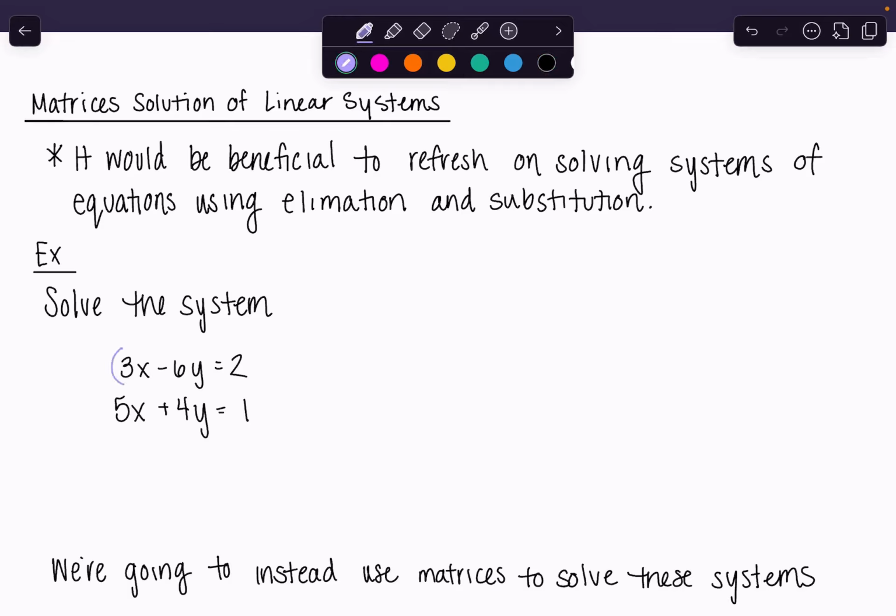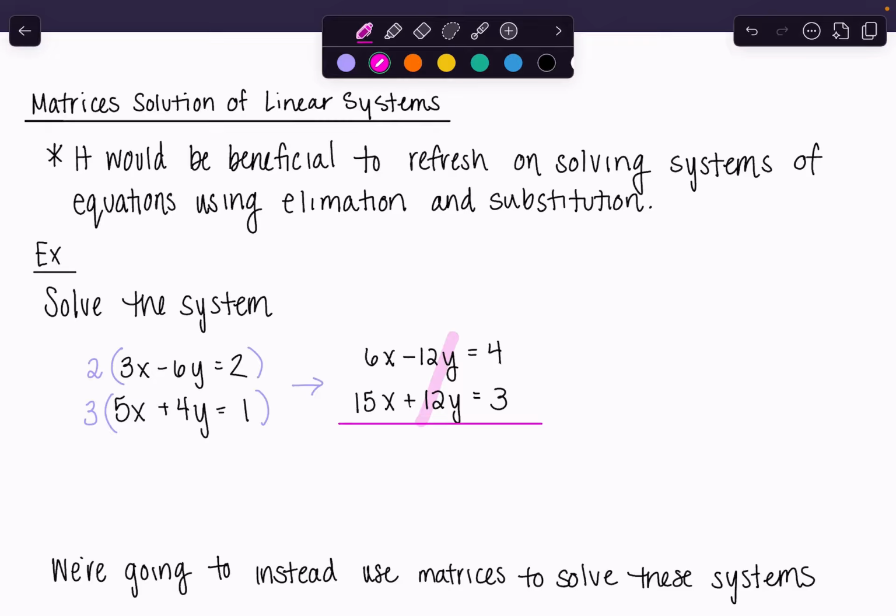So I'm going to take this first equation and I'm going to times it by 2. And then I'm going to take the second equation and times it by 3. So I'm going to do the same thing to both sides. So the first equation, when I times it by 2, gives me 6x minus 12y equals 4. When I take the second equation and times it by 3, that gives me 15x plus 12y equals 3. And now these two have exactly the same y value, but one is positive and one is negative. So we can go ahead and add these two equations together, and that's going to make that y eliminate.